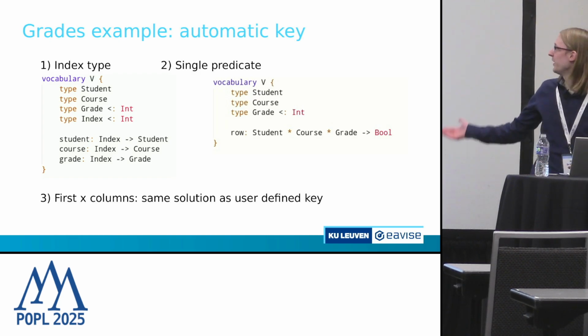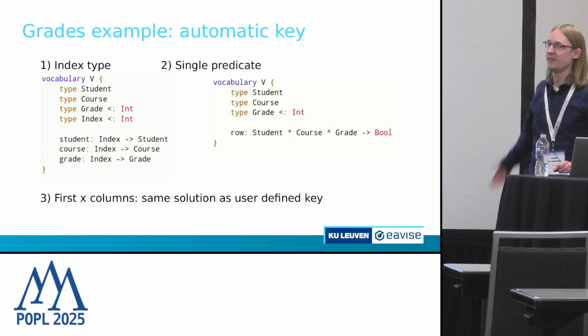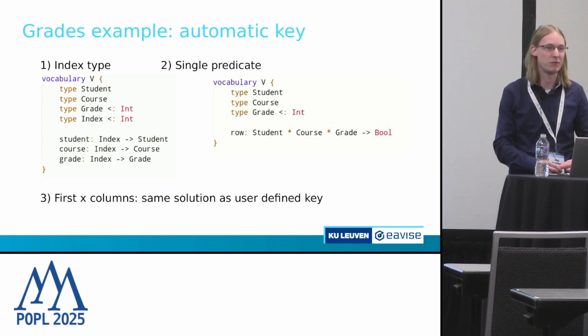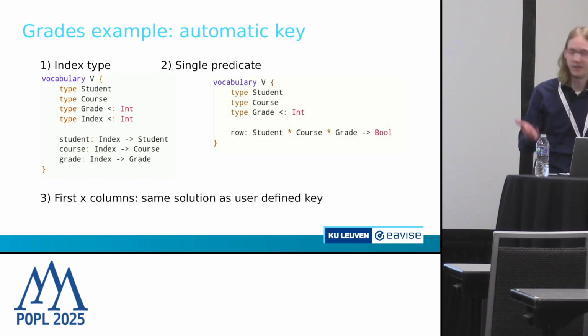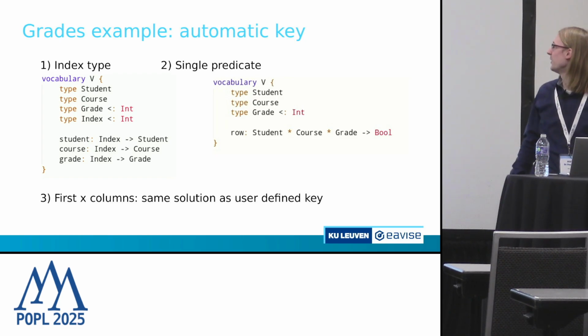We could use a single predicate, but as soon as our tables grow larger, like our laptop example has over 50 columns, it just gets unwieldy. So by default, we just use an index. We introduce an index, nothing to care about there.